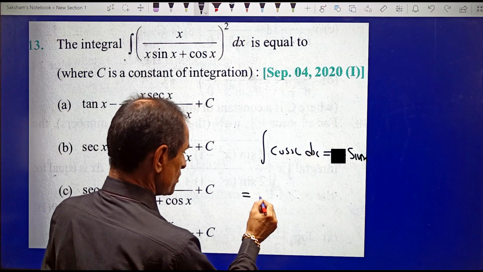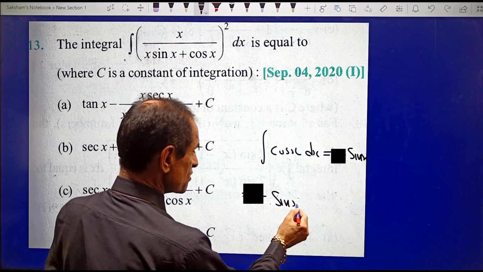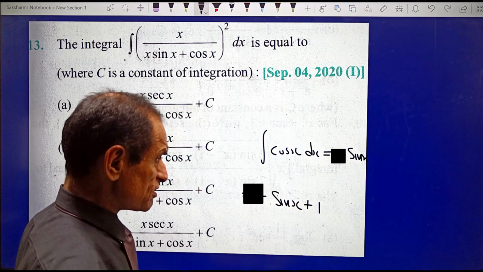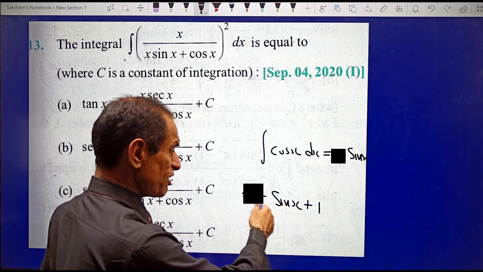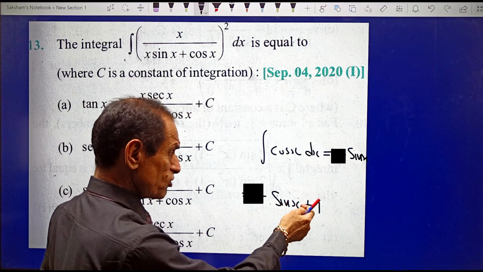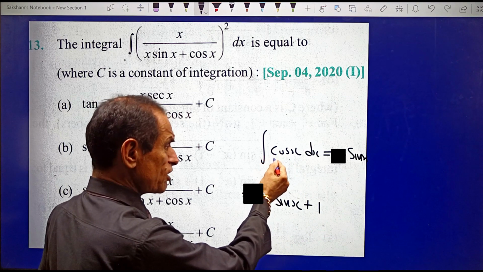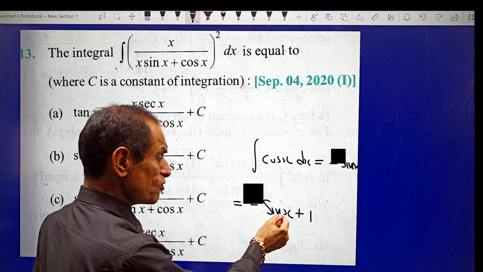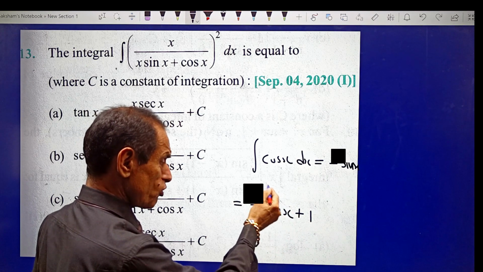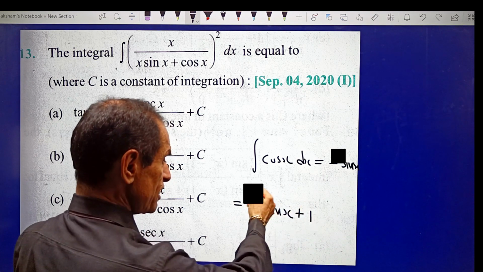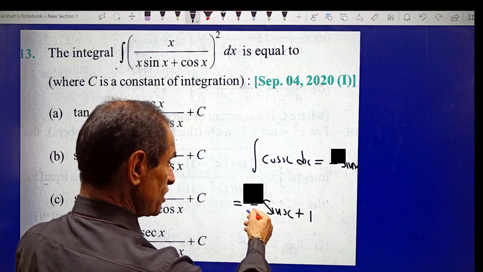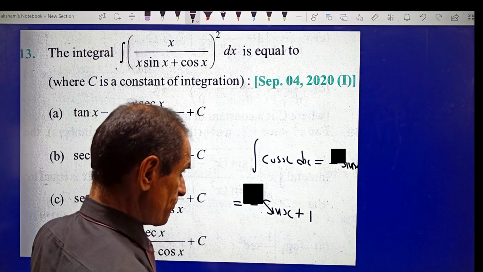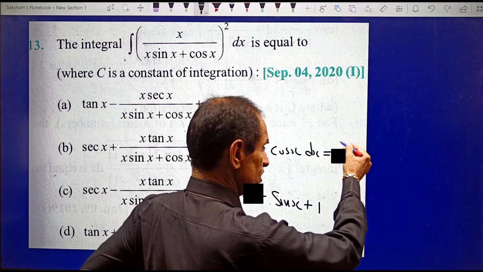But sin x plus 1 is also the integral of this, but it is neither even nor odd. That is, the concept is the integral of even is odd provided the answer for x equal to 0 is 0. In this case, for x equal to 0 the answer is non-zero, therefore this is neither even nor odd. But in this case it is odd.